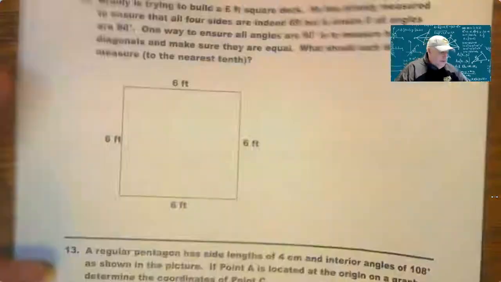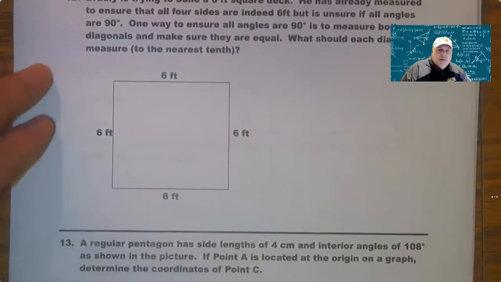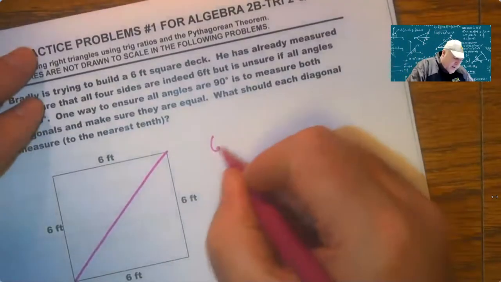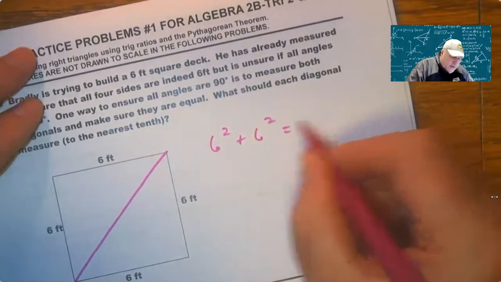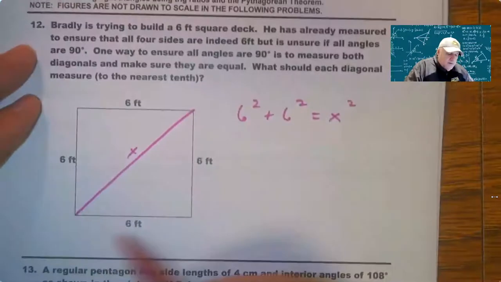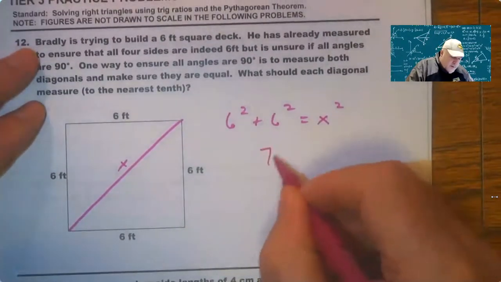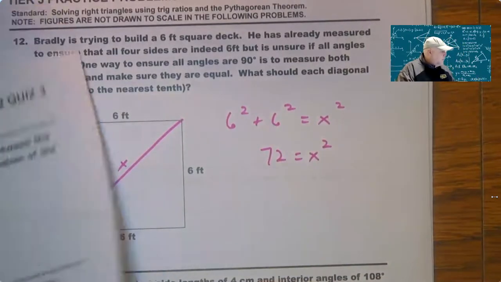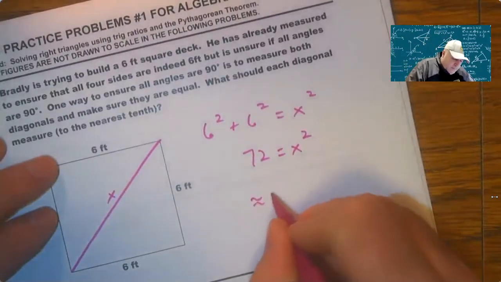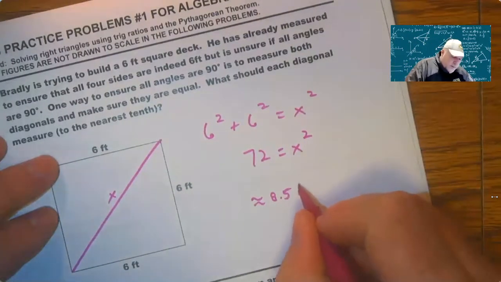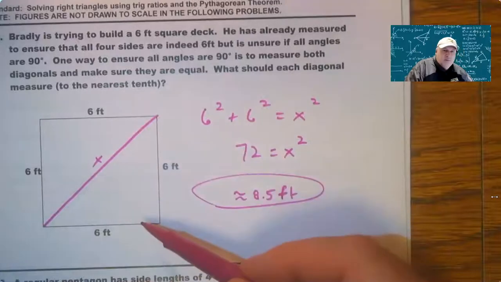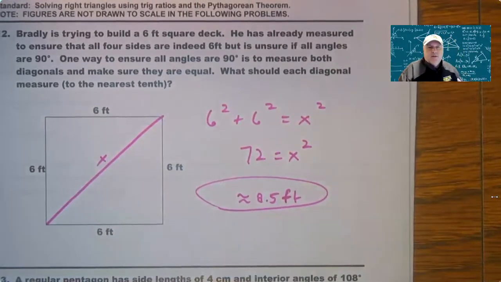And of course, some tier 3 questions here. So what we want to know is the length of this diagonal. Well, here we go again, Pythagorean theorem. Trace the right angle. So 72 is x squared, and then square root that, 8.5 feet. So the person that's building this would have to measure 8.5 feet in both diagonals to square that up. So that's actually a building thing, believe it or not.